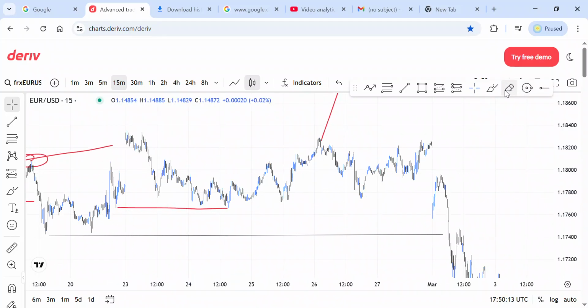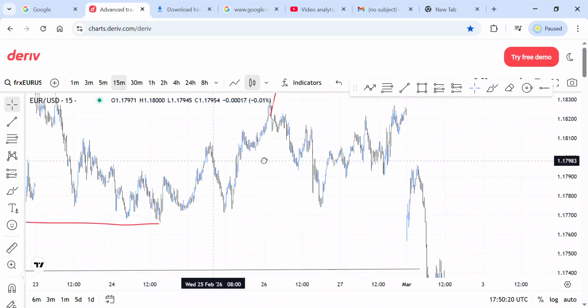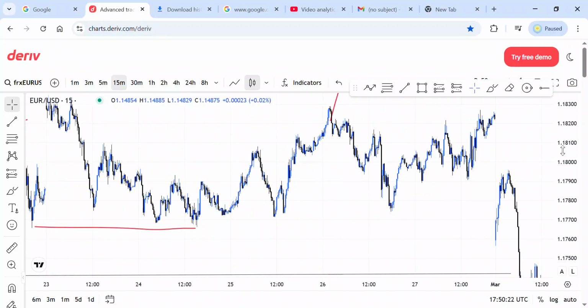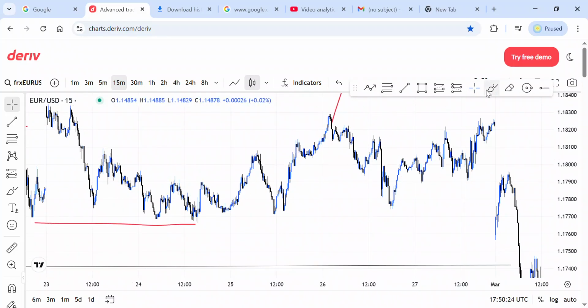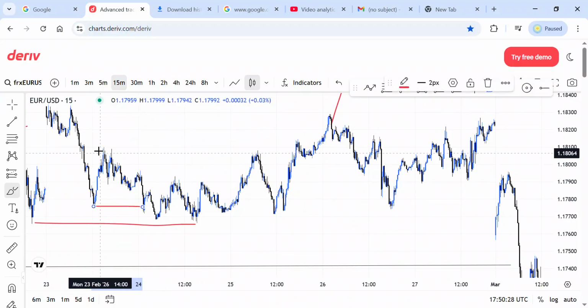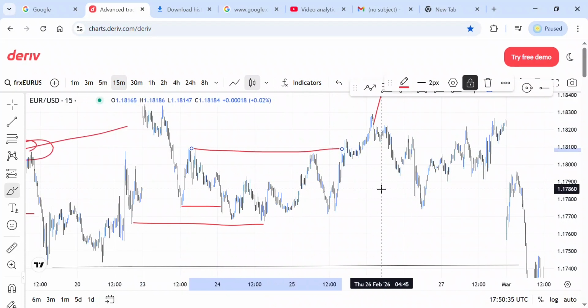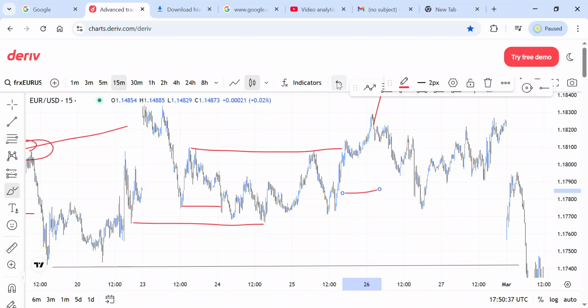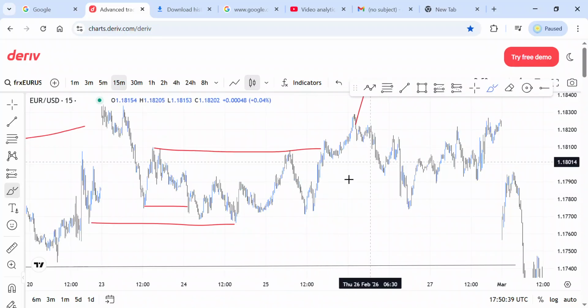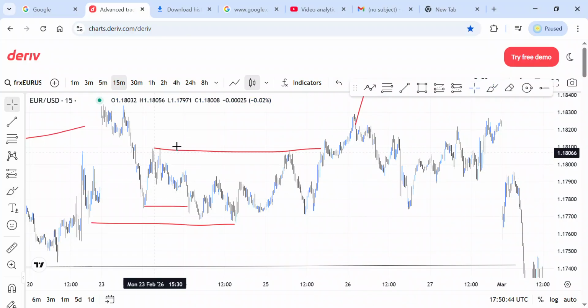But what happened? If you really can see very well, let me just try to zoom a little. If you really understand market structure, you can see we have this breakout to the downside. Then market took this high out. Are you getting it? So market took that high out. After that, what's this now? Market took that high out.